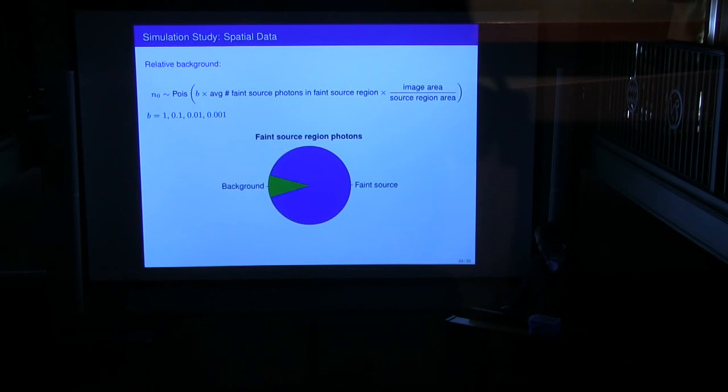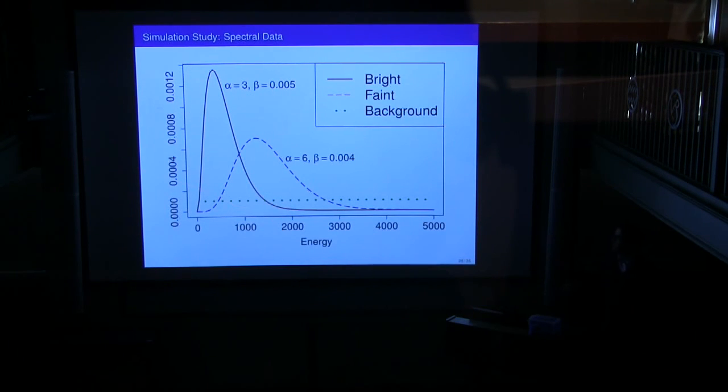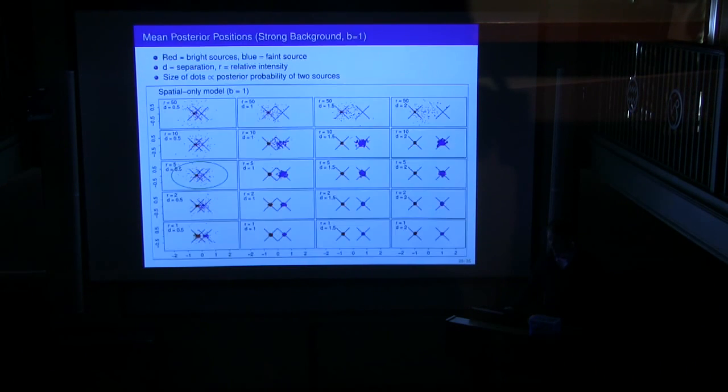So lastly, we need the spectral information. So as I said, we have gamma distributions in our spectral model. So we just also simulate from gamma distributions. The red is the one we use for the bright source, and the dashed blue line is for the faint source. And these are essentially spectral shapes that we inferred from an XMM observation, so they should be somewhat realistic. Okay, so here's some results.